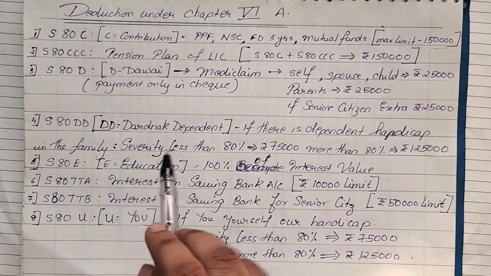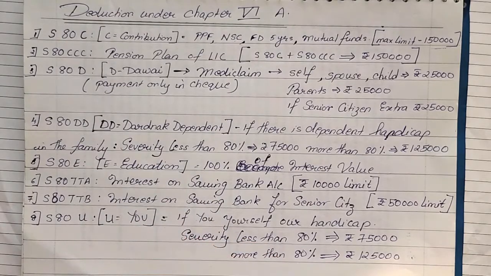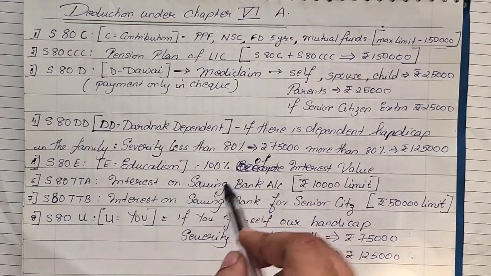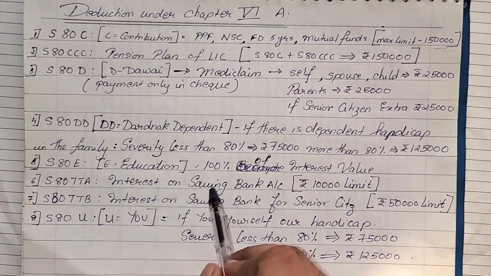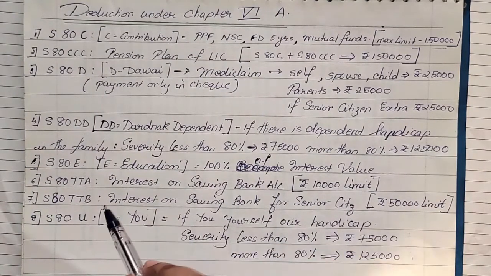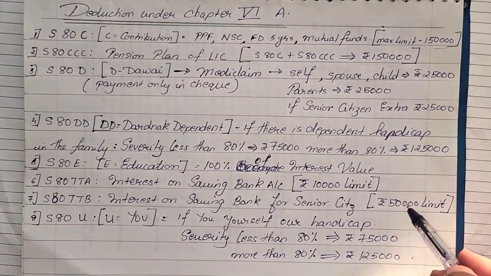80E is for education. 100% of the interest will be deducted from the loan that you have taken for higher education. 80TTA and 80TTB, both of them are basically for savings bank. Remember, A is for normal people. You get a limit of 10,000 rupees. TTB is for senior citizens and you get a deduction up to 50,000.